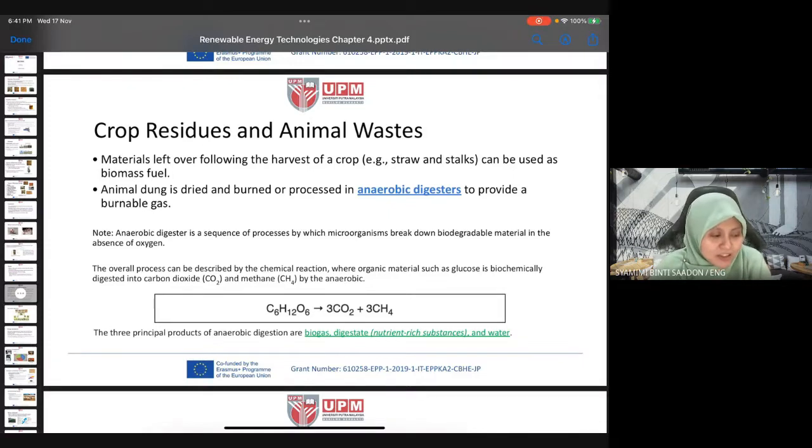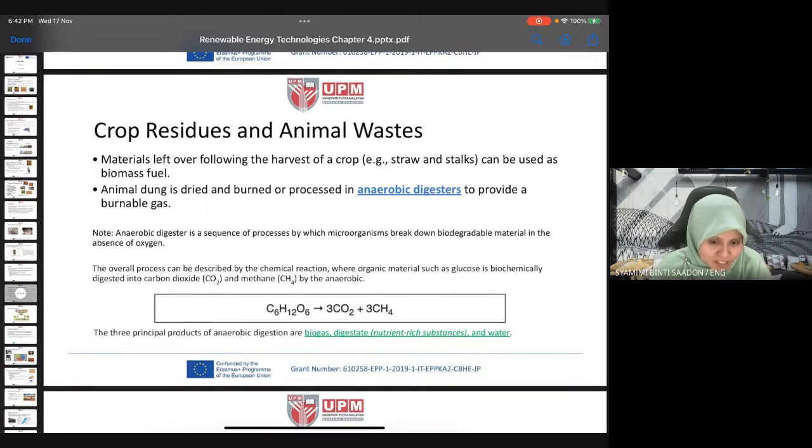In general, this anaerobic digester is a process that breaks down biodegradable material in the absence of oxygen. The chemical process of this anaerobic digestion is, for example, like the chemical equation below. We use an organic material, for example glucose, C6H12O6, that is a glucose chemical compound. This glucose is biochemically digested into carbon dioxide and methane, CH4.